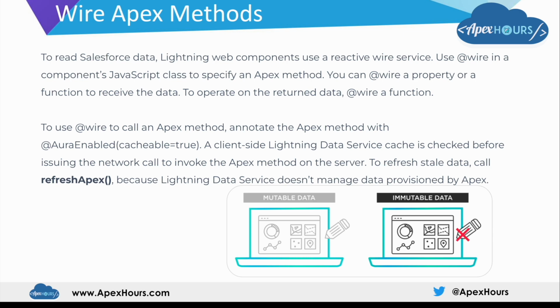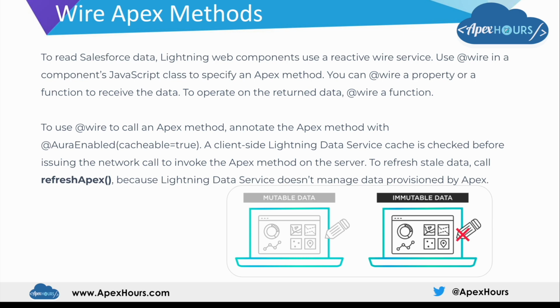So to use wire in a component JavaScript class to specify an Apex method, you can wire a property or a function to receive the data. If you would like to use the data as it is, you can use wire with property. If you would like to perform any action based on the return data, you should use wire with function, right? But last time we just wired the Apex schema properties fields and we tried to get data using UI related APIs, right? But here we'll be using Apex to do that.